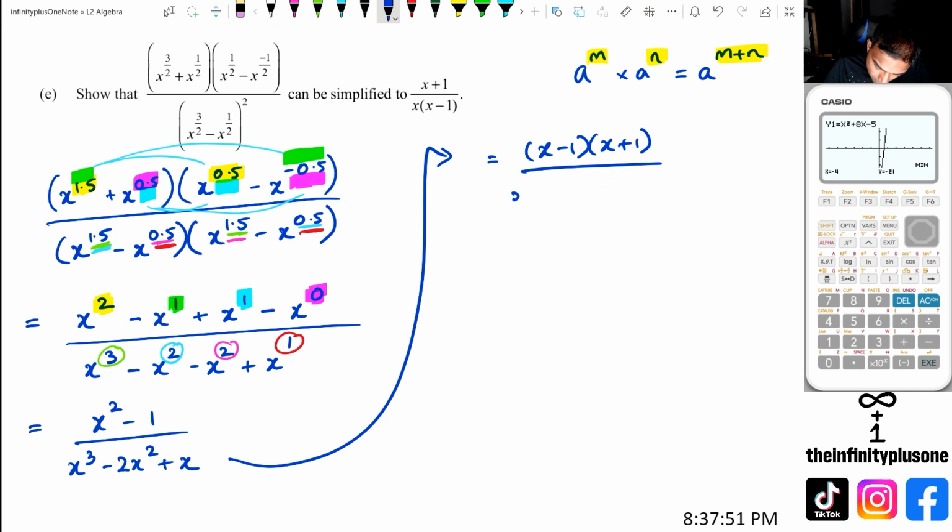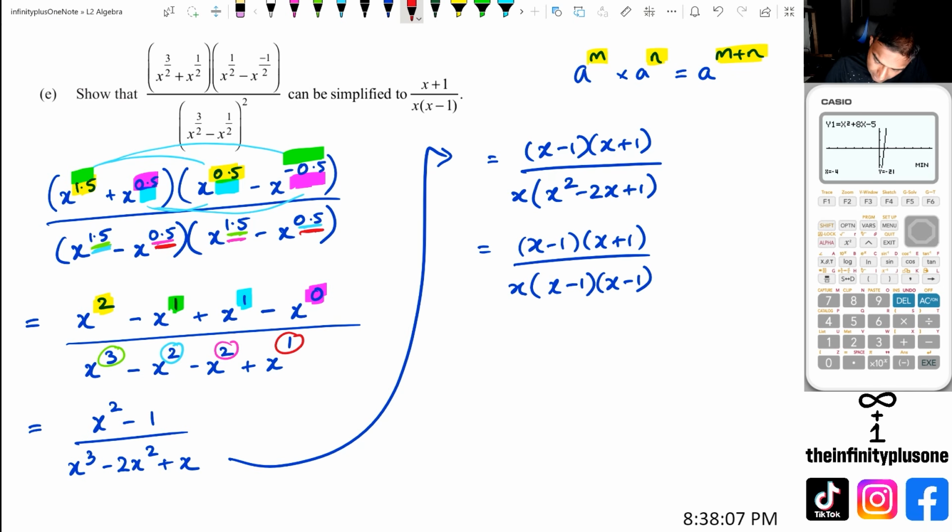divided by, x is a common factor, so I'm going to take it out. I'm going to get x times x squared minus 2x plus 1. Then I've got x minus 1 times x plus 1, and then x minus 1 and x minus 1. So at this point, I can cancel out two x minus 1s, and I'm left with just x plus 1 divided by x times x minus 1. And that's the original proof that this question actually asked for.